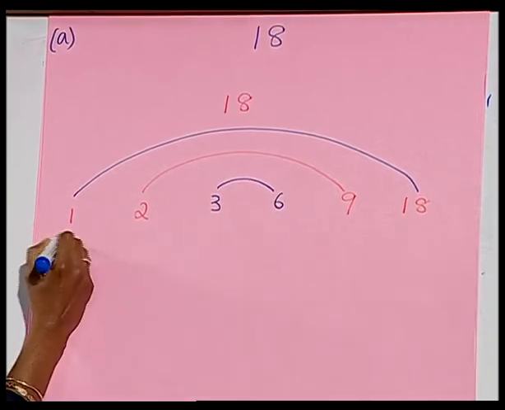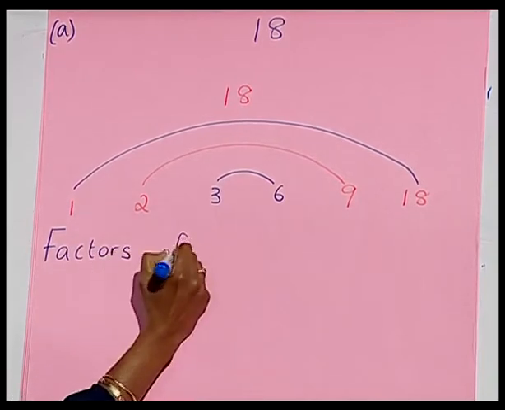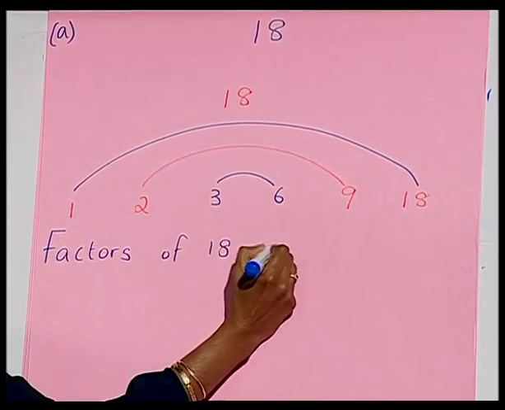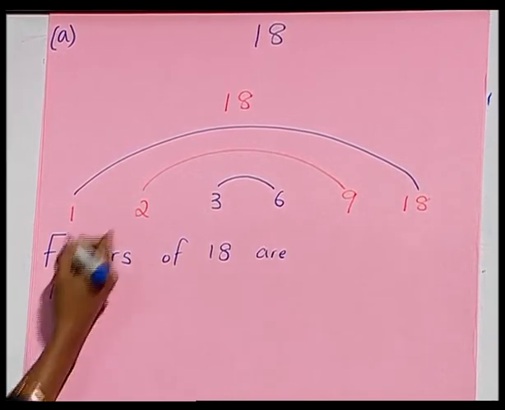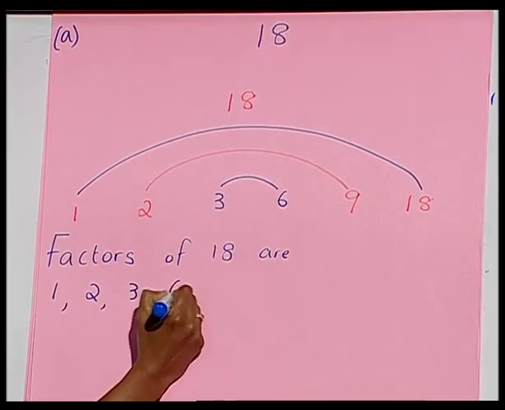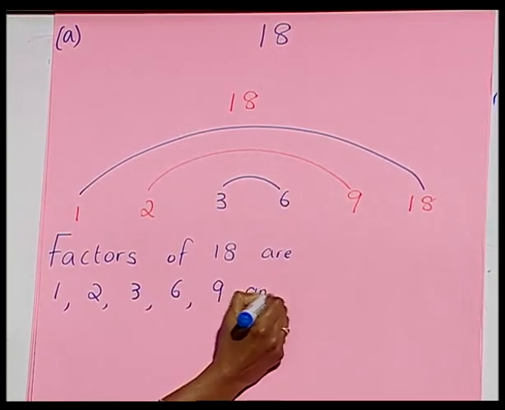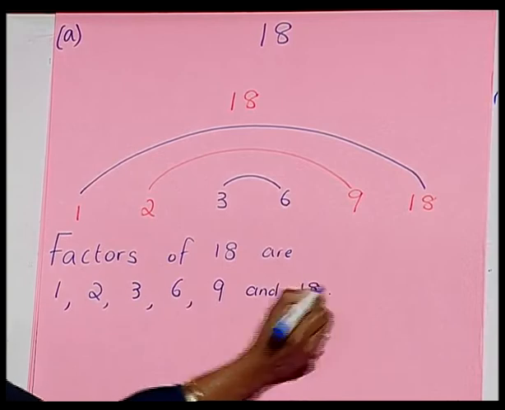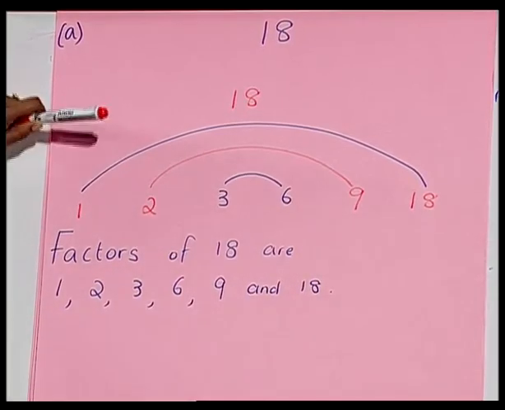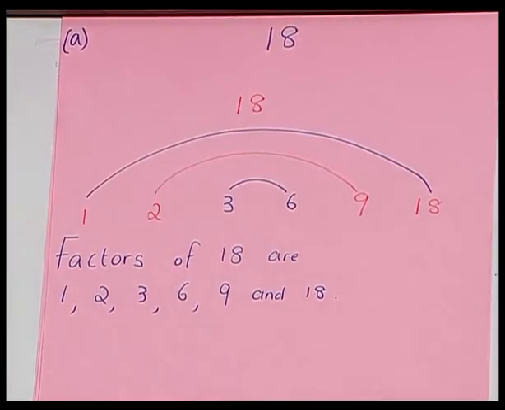So the factors of 18 are 1, 2, 3, 6, 9, and 18. You can see why we call it a rainbow method, because we can see the rainbow here.